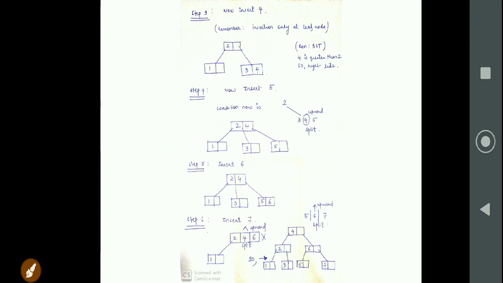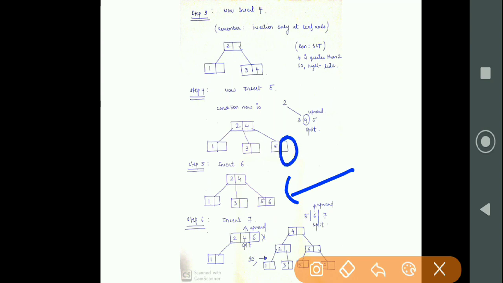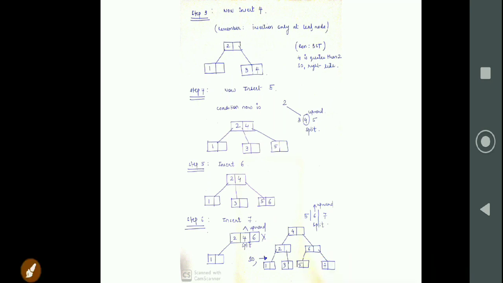Okay. Then step 5, we are going to insert 6. We compared 6 with 2 and 4, right? 6 is greater than 4, so we moved to the right side. When we come to the right side, we have a vacant place beside 5, so we have put 6 there. So no problem in inserting 6. Now at step 6, we are going to insert 7, right?